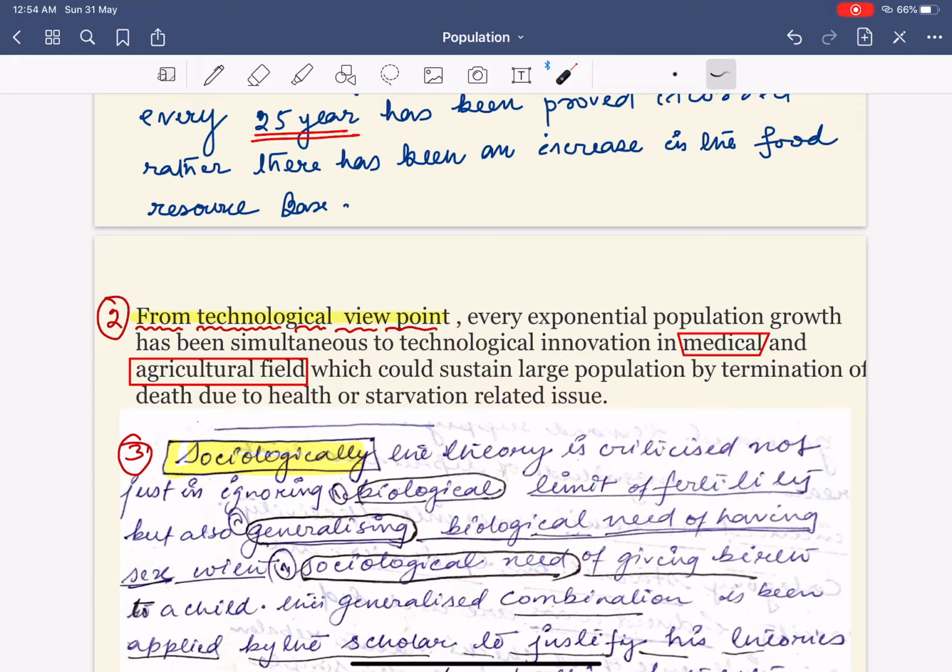See, from the technological viewpoint, every exponential population growth, or simply you can say that population growth, has been simultaneous to the technological innovation in the medical and agricultural field, which could sustain large population by termination of death due to health or starvation related issues. Simple thing. See, we have evolved technologically.